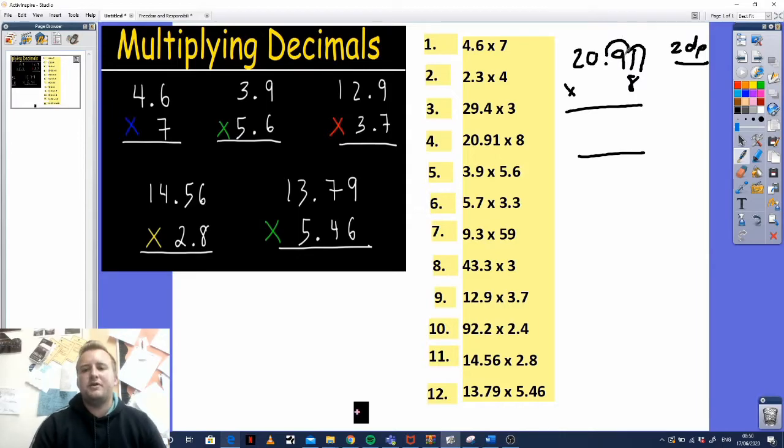Then just do 2091 multiplied by 8. 1 times 8 is 8. 8 times 9 is 72. That's a terrible 2. I think I'm going to get rid of that 2.